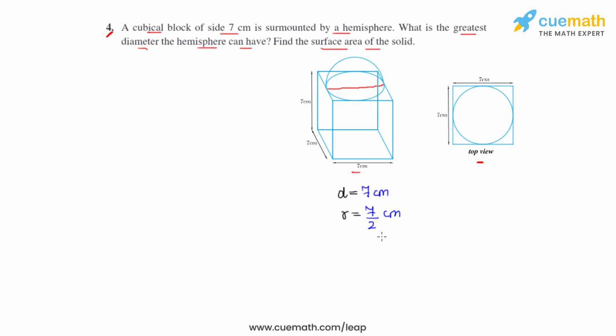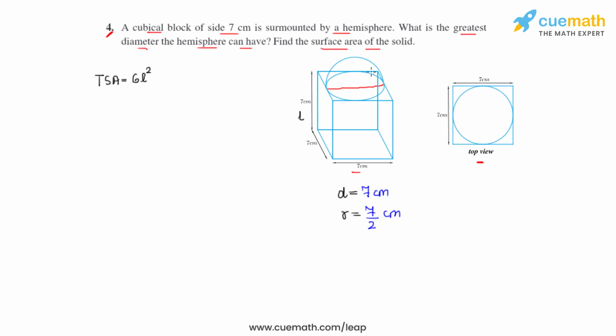Now that we have solved the first part of the question, let's go on to the second part, which asks us to find the surface area of the solid, that is, the total surface area of the solid. It's very clear from the figure that we'll have to include the total surface area of the cube. So if we take the side as L, we can write the formula to find the total surface area of the cubical block to be 6L squared.